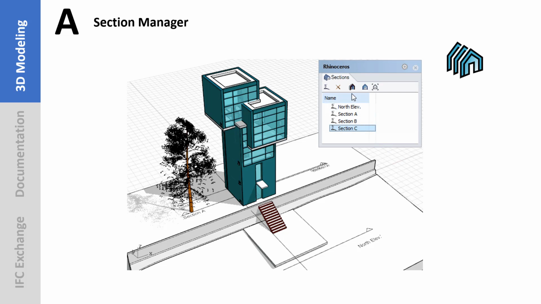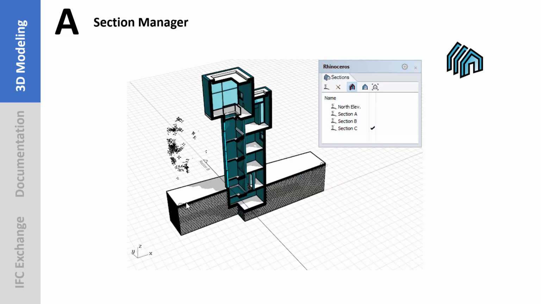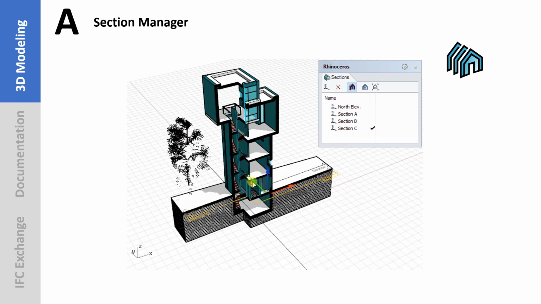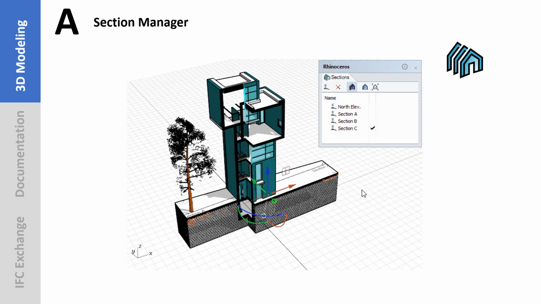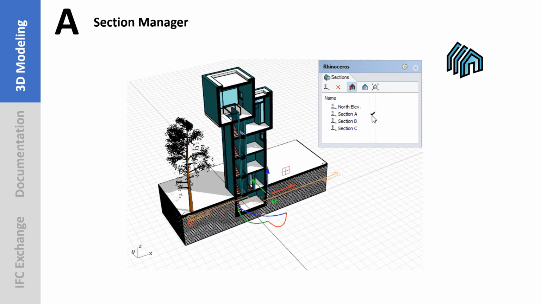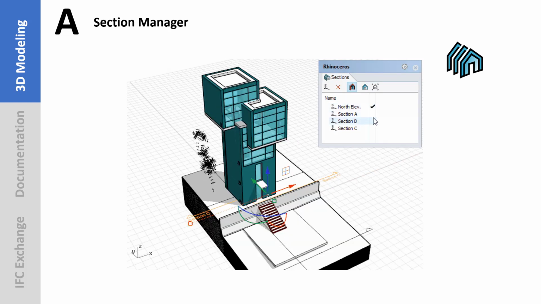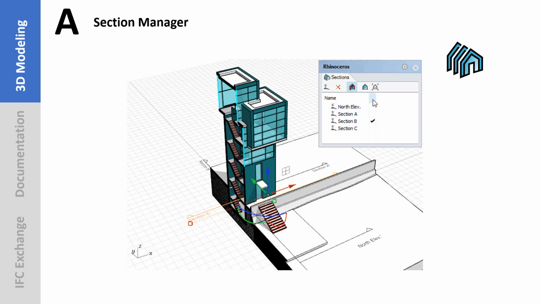There is also a section manager that lets you show the model in section by switching from different section lines. These are different than Rhino clipping planes, because VisualARQ sections can be jogged and show the section attributes on the 3D geometry. There are also tools to align views to sections for working and printing.